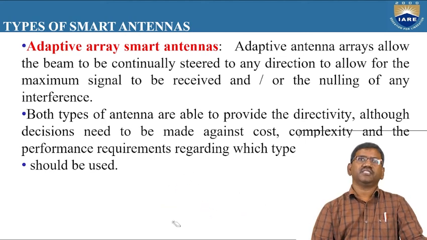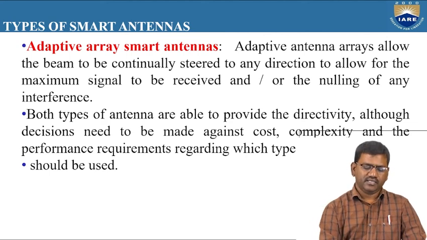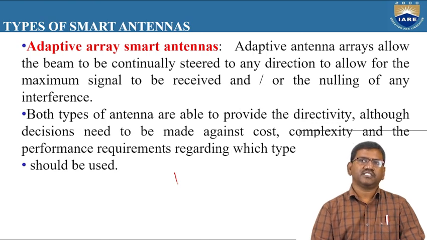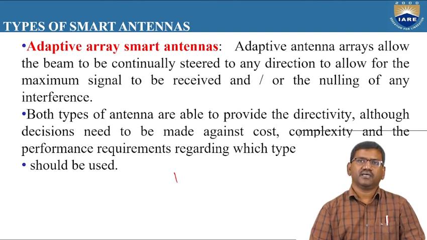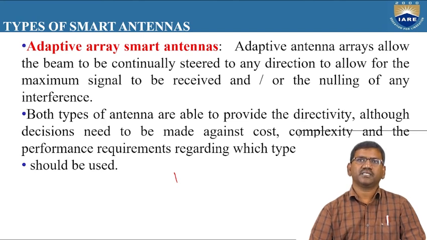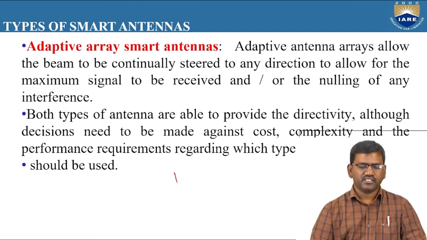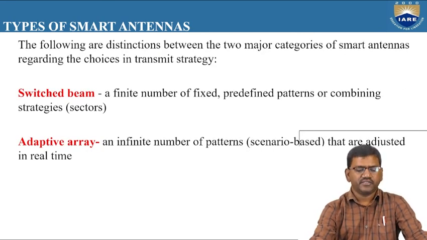So the main advantages of this smart antenna system are, one, the bandwidth can be effectively utilized, and the other one is the interference can be decreased. And the third one is the capacity can be increased. The system capacity can be increased. Though the number of users increases, the smart antenna system will provide a beam according to the requirements. So both types of antennas are able to provide the directivity. All the decisions need to be made against cost, complexity, and the performance requirements regarding which type should be used. So these are the two types of smart antenna systems which we currently have.